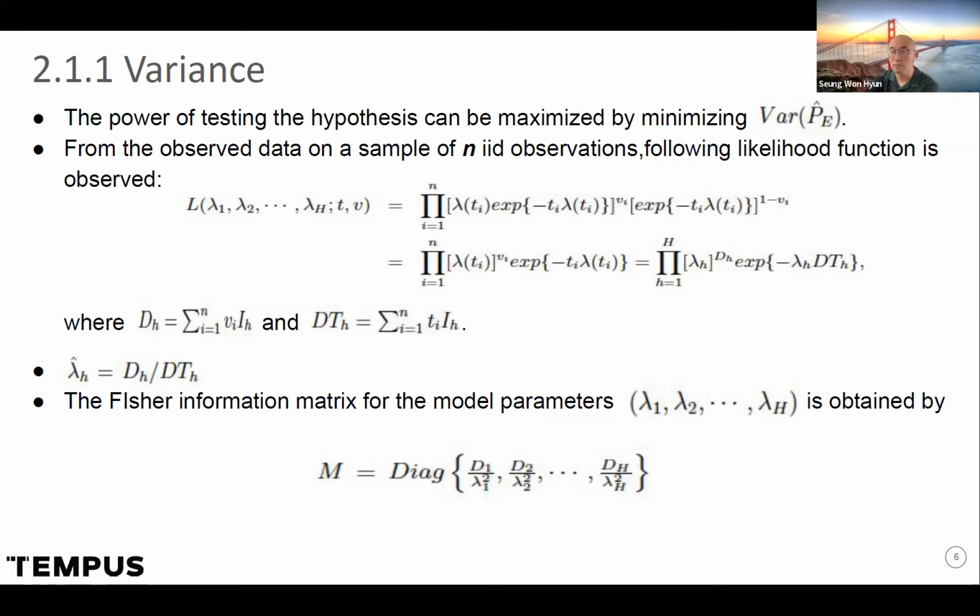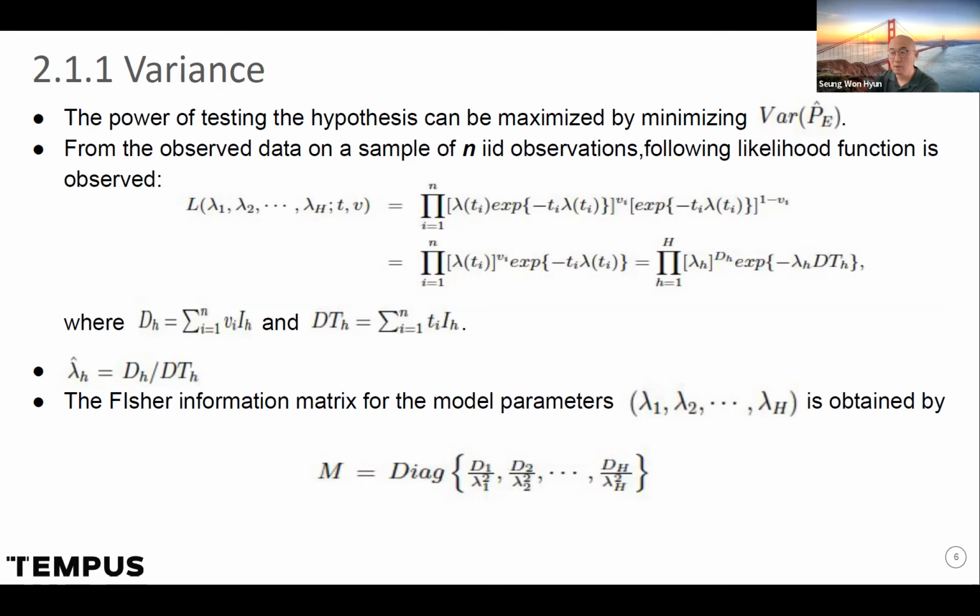In this likelihood function, there are two components we need to understand. One is the capital D sub H, the total number of observed events for interval H, and capital DT sub H, the total observed exposure time for interval H. From this likelihood function, we can get the MLE of the hazard rate at time interval H, lambda sub H hat. It is obtained by the total number of observed events over the total observed exposure time for the time interval H.